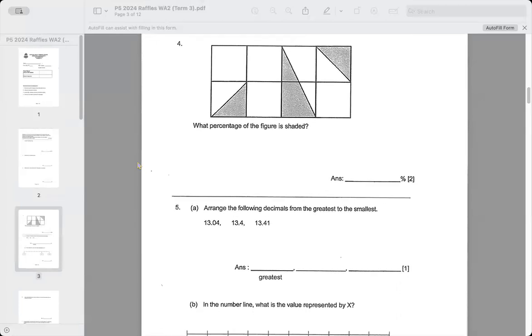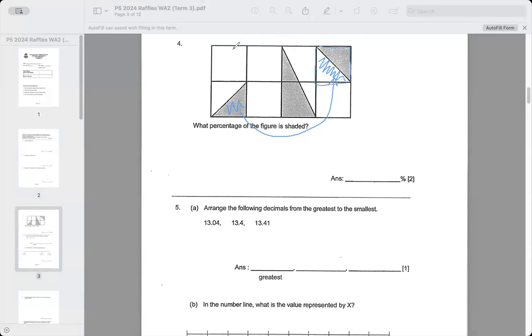Okay, let's do until 5A first. Later I will scroll down. For question 4, what percentage of the figure is shaded here? For this one, we have to do a bit of adjustments, like move, cut and paste for this figure. First thing, this shaded figure here, I will move it over to here, to form one complete shaded square.